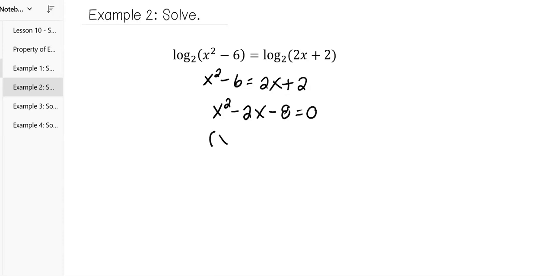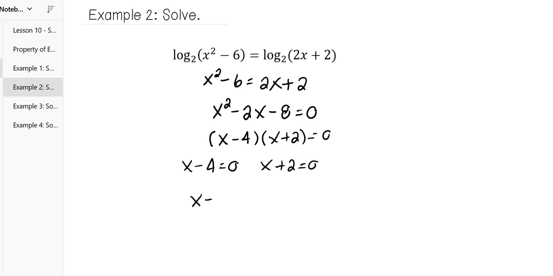Okay, in this case, it is going to be 4 and -4 and a +2. So we get (x - 4)(x + 2) = 0. Now we're going to separate those and solve. So I've got x - 4 = 0 and x + 2 = 0, which gets me to the final two answers of x = 4 and x = -2.